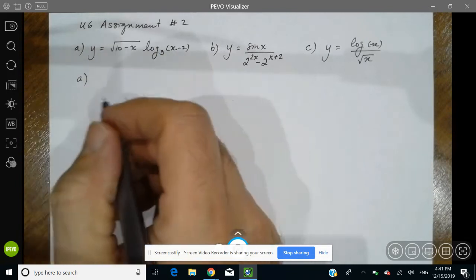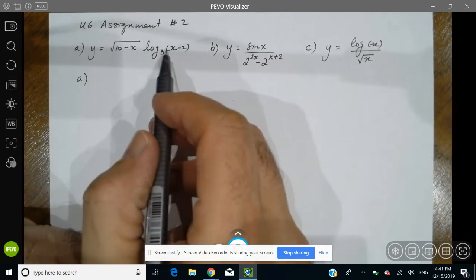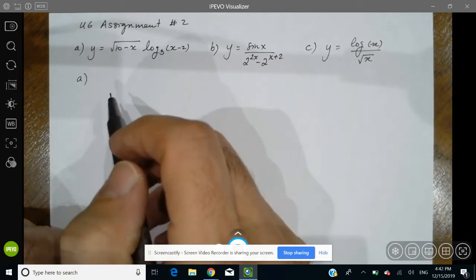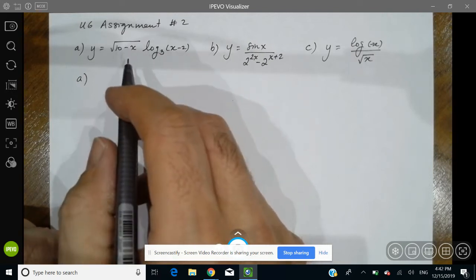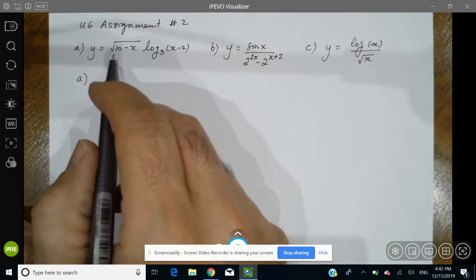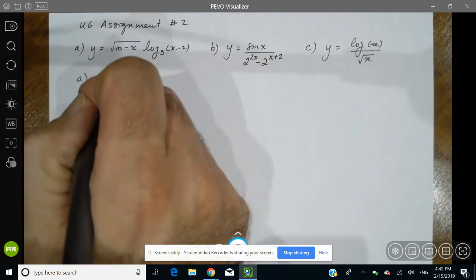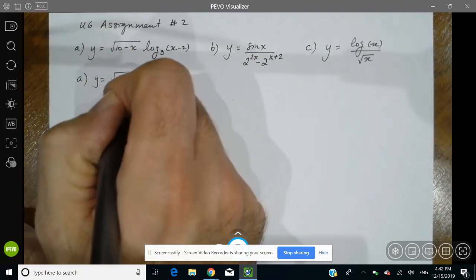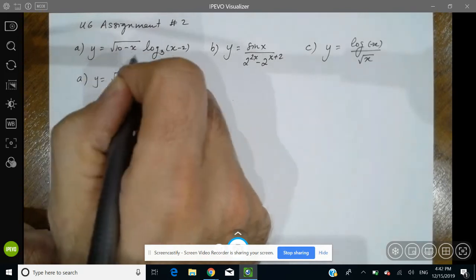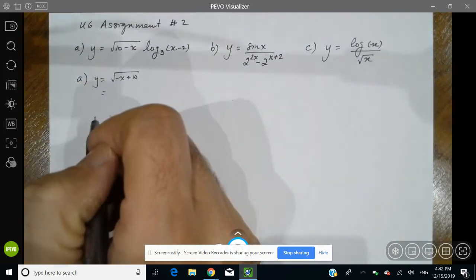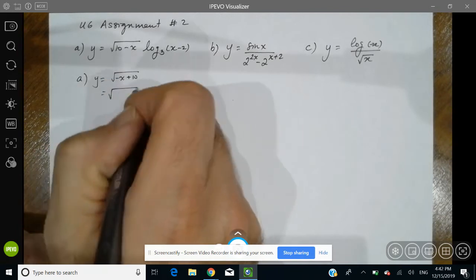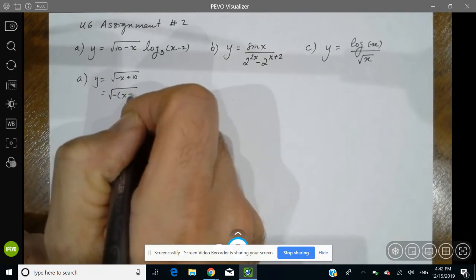Since these are really easy transformations of functions we know, I'm going to use quick graphs to help me out. For the first one, root of 10 minus x, I'm going to write that a little differently. I'll write that as negative x plus 10, so I just rearrange that. And then from here, I know I have to factor out the coefficient of x, so this is negative x minus 10.